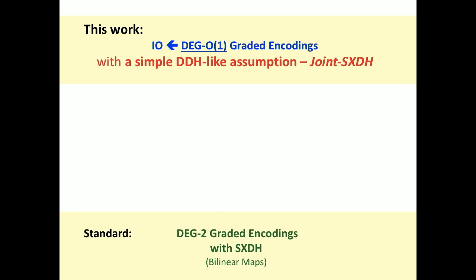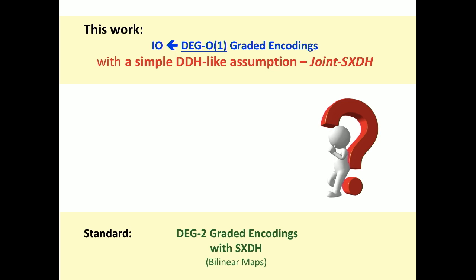All right, so let me summarize. In this work, we built I/O from constant-degree graded encoding from a DDH-like assumption. Okay? And this brings us much closer now than before to what is standard, basically bilinear maps with exactly SXDH. The obvious question is, what's next, right? Can we bridge this gap?